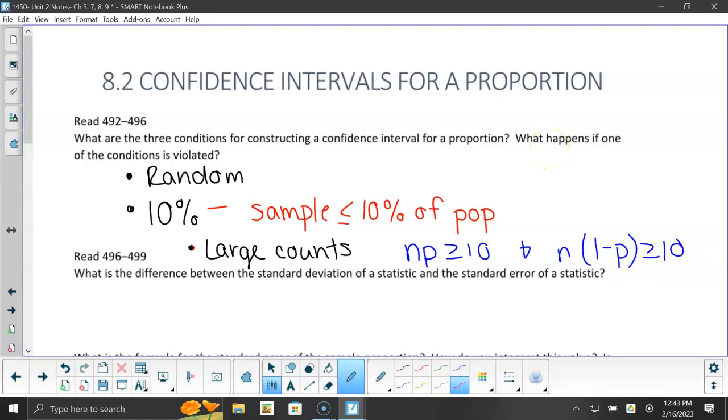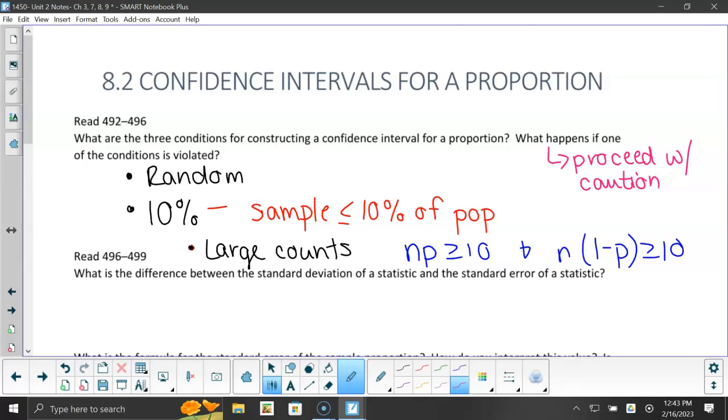All right, now, it also asks, what do we do if the conditions are violated? If you can prove that one of these is severely violated, you can say, yep, we're done, not doing it. However, you can still proceed with caution. And you do need to show that you have run these three checks every time you run a confidence interval.